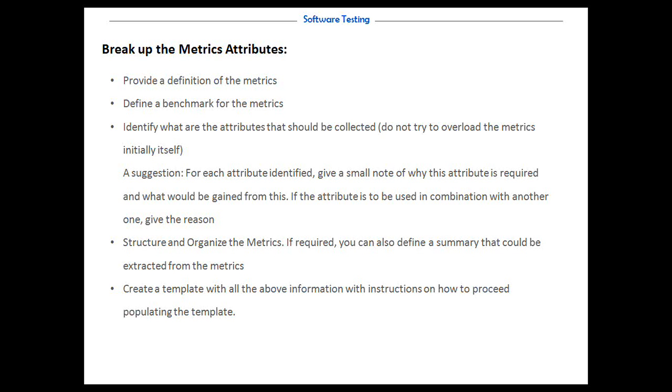The next is to structure and organize the matrix. It's always good to provide a summary or a small snapshot of the matrix at the beginning and get into the details of it. You then proceed to creating a template with all the above information as well as instructions on how to populate the template. So once the template is ready, you then need to provide information about what data needs to be captured and how the template needs to be populated.